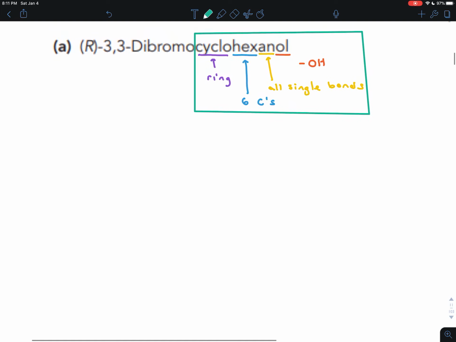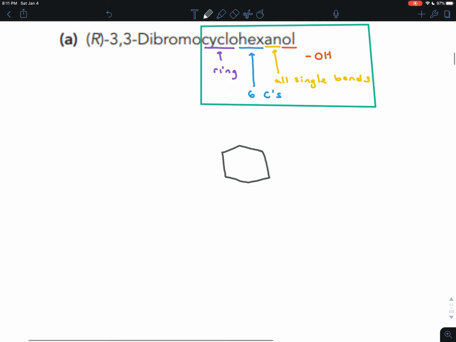Okay, so let's try to draw that backbone all by itself, then we'll worry about the branches. So if we want a 6-carbon ring, what does that look like? It looks a little bit like a hexagon. So the cyclohex would tell you to draw something like this, a 6-membered ring. And then AN means we have all single bonds, and then the suffix OL means we have an OH somewhere. And we don't know where the OH is. I'm just going to draw it here at the top, the OH.